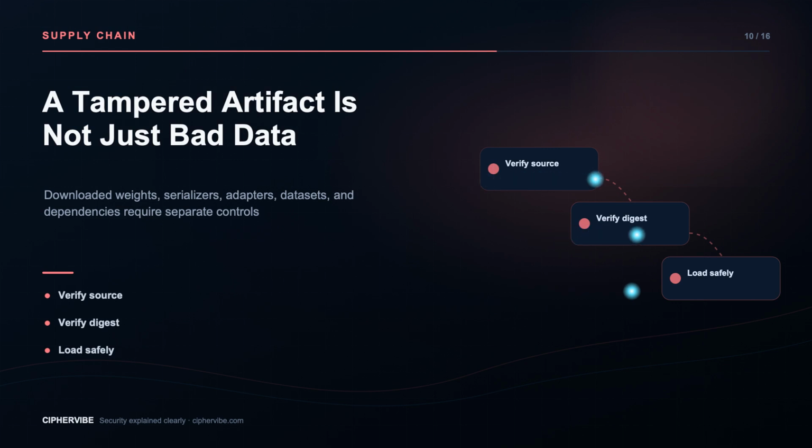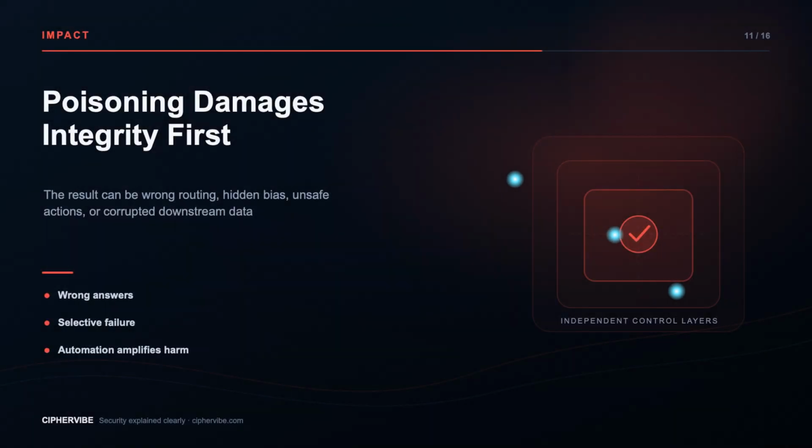That is a supply chain and artifact integrity problem, even when people casually call it model poisoning. Treat files as untrusted software, verify the source and cryptographic digest, prefer safe formats, scan dependencies, isolate loading, and record exactly what reached production. The immediate loss is integrity.